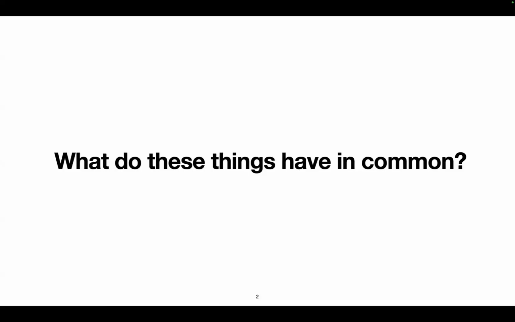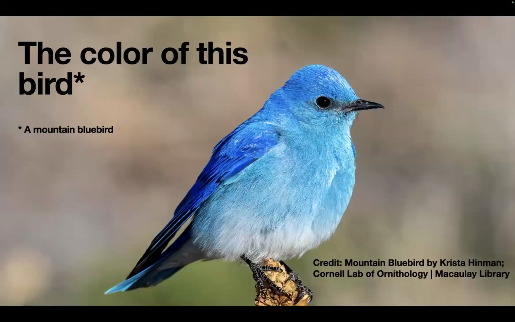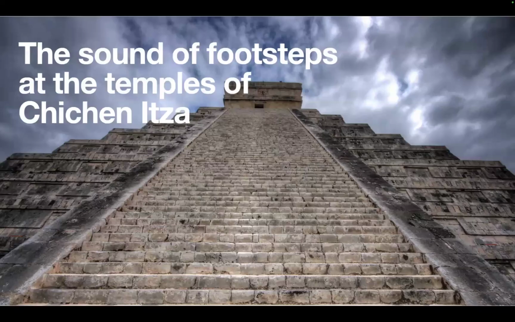Okay, so I'm going to start with some kind of trick questions to sort of whet your appetite. What do the following things have in common? The first thing is the color of this gorgeous mountain bluebird that is endemic to the Rockies. And the second thing is the sound that you hear when someone walks up the steps of the El Castillo temple at Chichen Itza. So think about that.